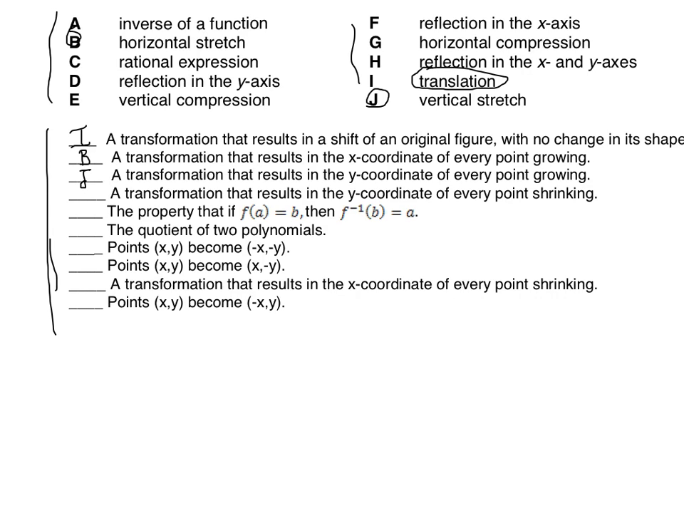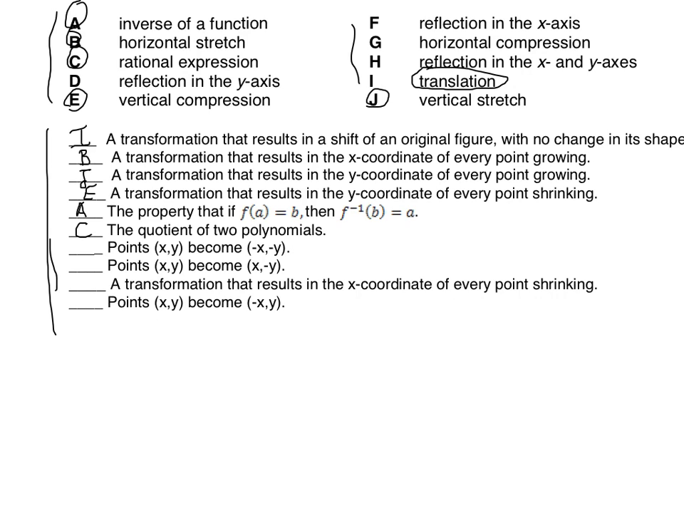The next one is a transformation that results in the y coordinate of every point shrinking. So this means it's a compression, but vertical compression. So now if we look at this one, the vertical compression is E. The property that f of A equals B, then f minus 1 of B is equal to A. This is the inverse of a function, and the inverse of a function is A. The next one, the quotient of two polynomials. This is the rational expression, which is C.